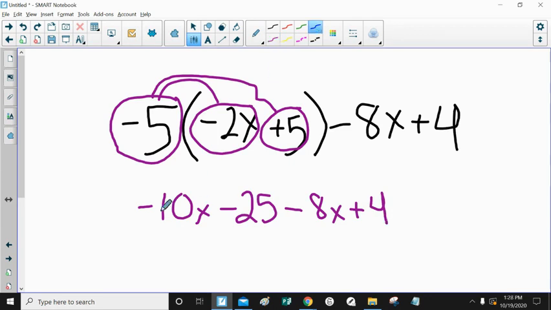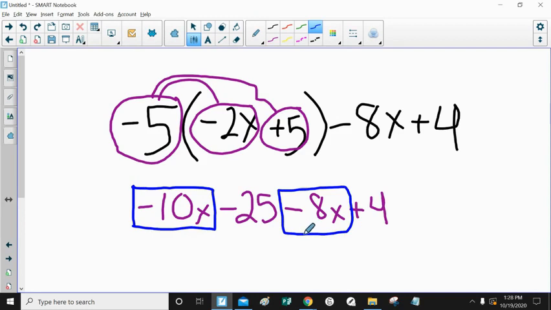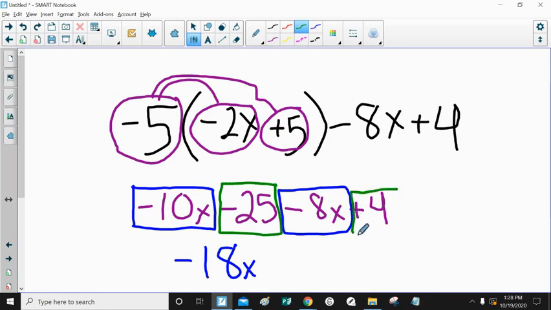So now I'm going to take my expression and simplify it by combining like terms. I'm going to take my x values and mark them off and combine them. Negative 10x plus a negative 8x is a negative 18x. And now I'm going to combine my constants. I have a negative 25, and to that I'm adding positive 4. So negative 25 plus positive 4 is a negative 21. So my original expression simplifies down to negative 18x minus 21.